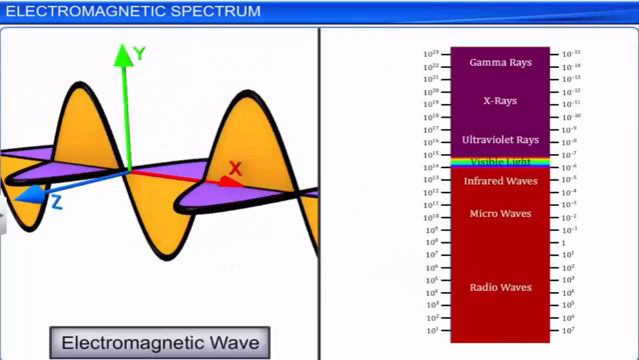The arrangement of these electromagnetic waves in accordance with their increasing or decreasing order of frequency or wavelength is called the electromagnetic spectrum.